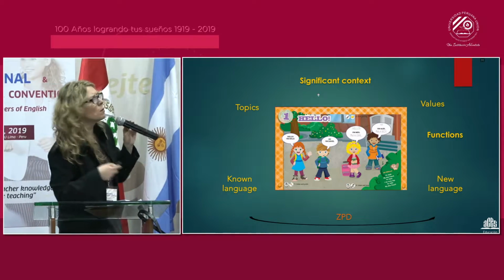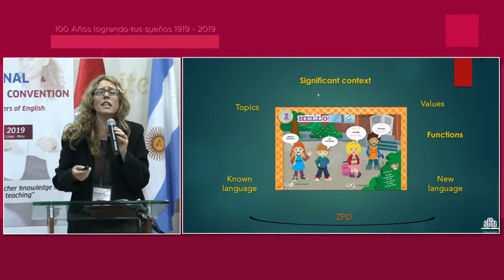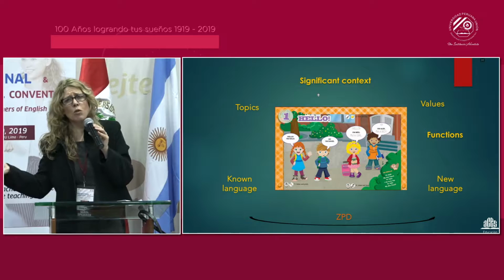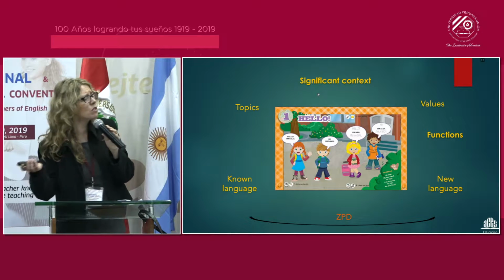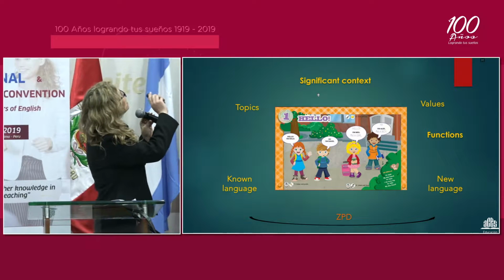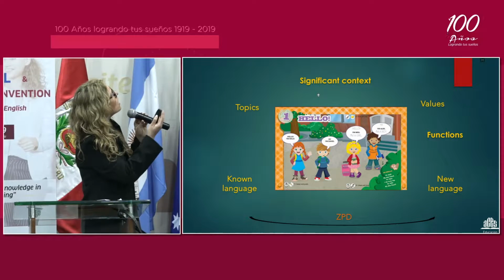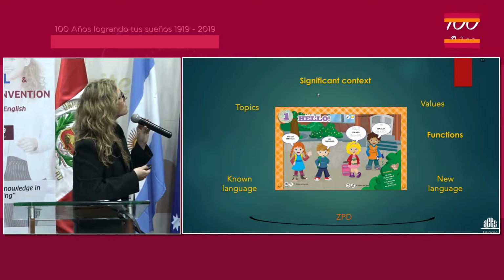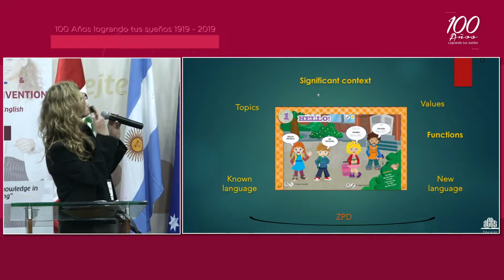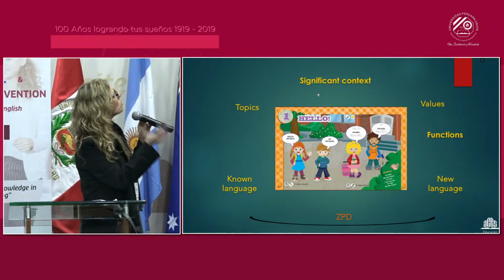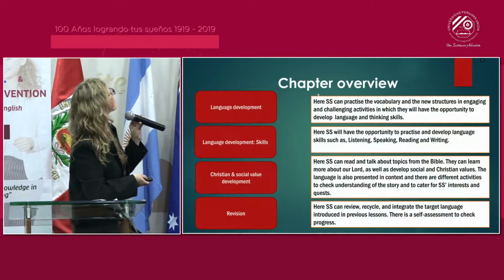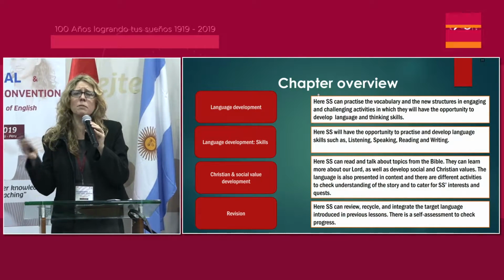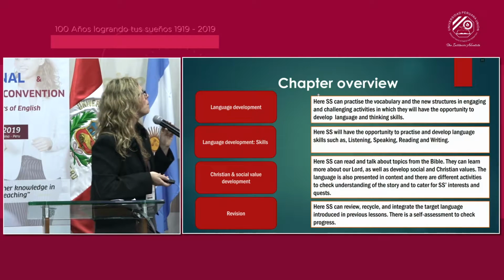So, how are our books organized? They are organized taking into account these principles. We go from something that has already been taught, taking into account students' prior knowledge. So we work with the zone of proximal development. And we introduce a significant context for our students, and we focus on values and language skills. So in that way, the new language is introduced through the known language. Our books are divided into sections. They are quite flexible depending on the amount of hours that you have per week.